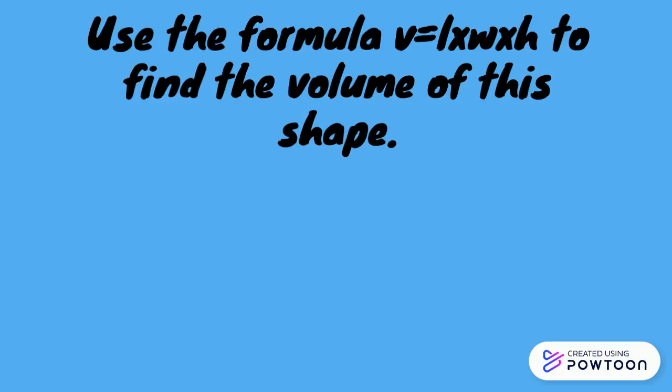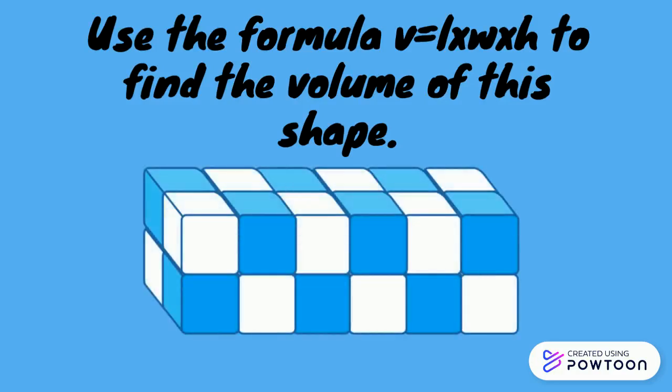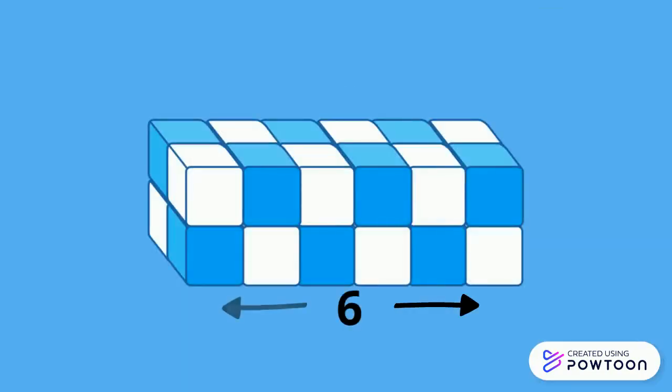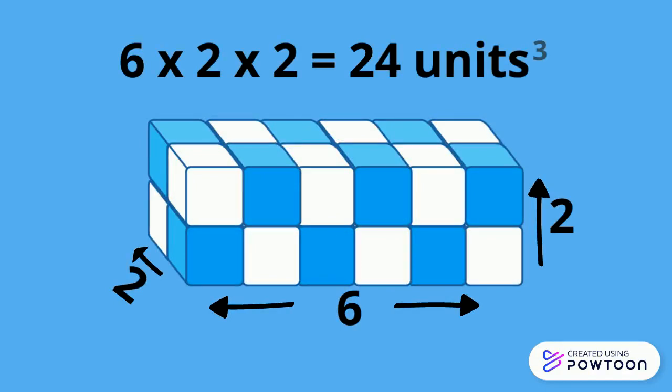This time, use the formula to find the volume of this shape. So find the length of the shape, the width of the shape, the height of the shape, and multiply those 3 numbers. The length was 6 units, the width was 2 units, and the height was 2 units. 6 times 2 times 2, 24 cubic units.